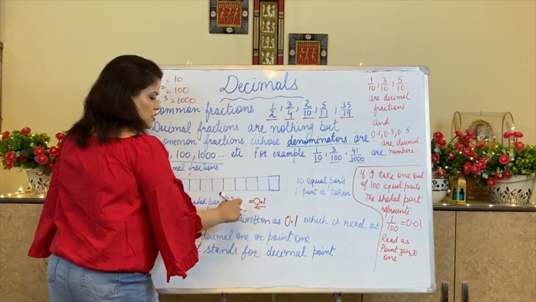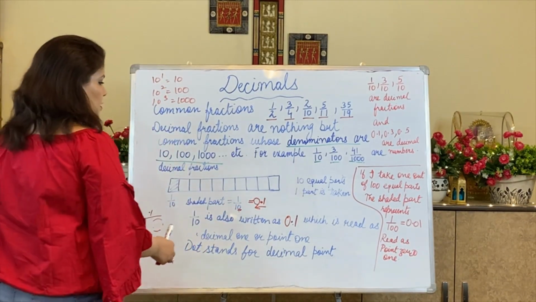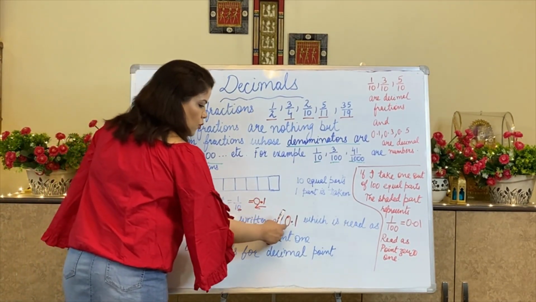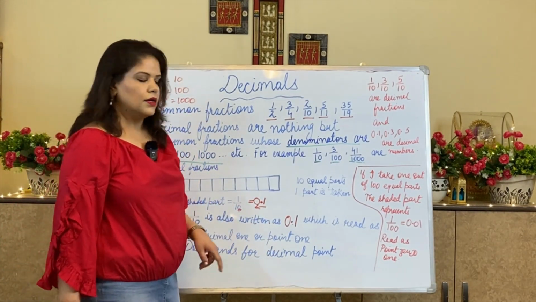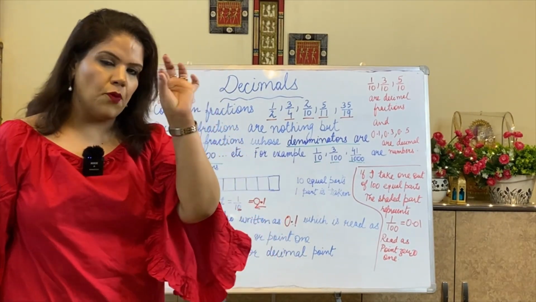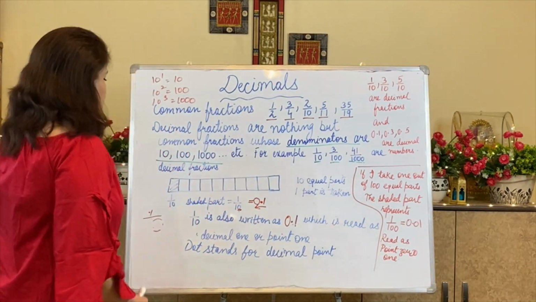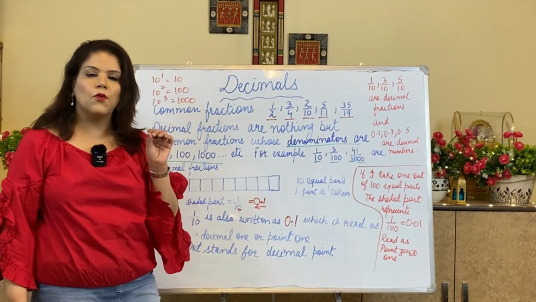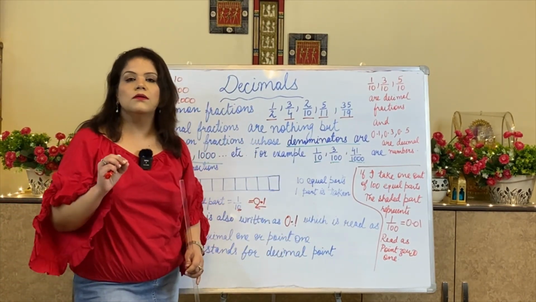What will be the number on the left-hand side? That will be 0. So that many places you count towards the left. 1 by 10 is also written as 0.1, which is read as decimal 1 or 0.1. Dot stands for decimal point. This dot in between 0 and 1 is the decimal point.